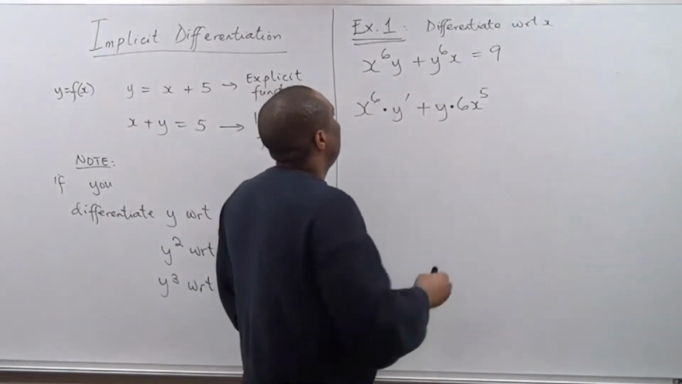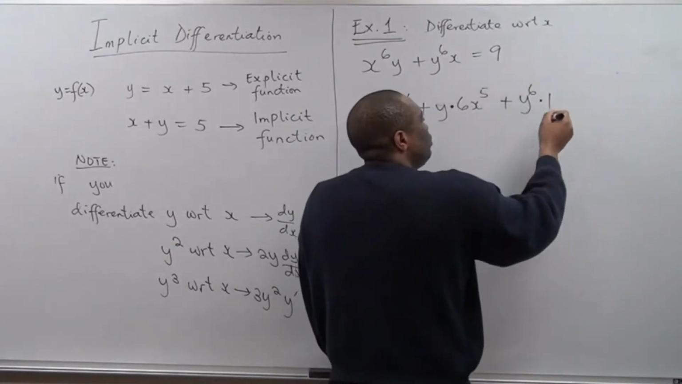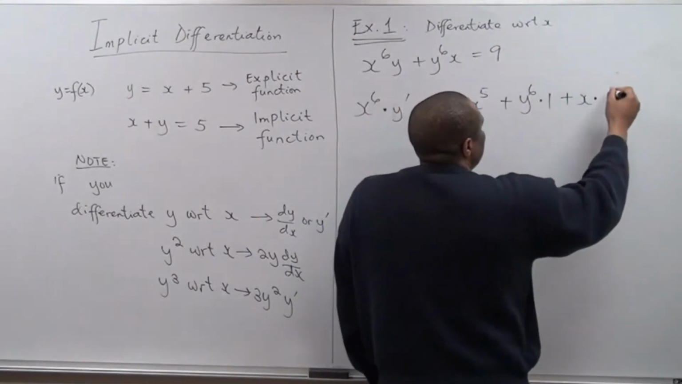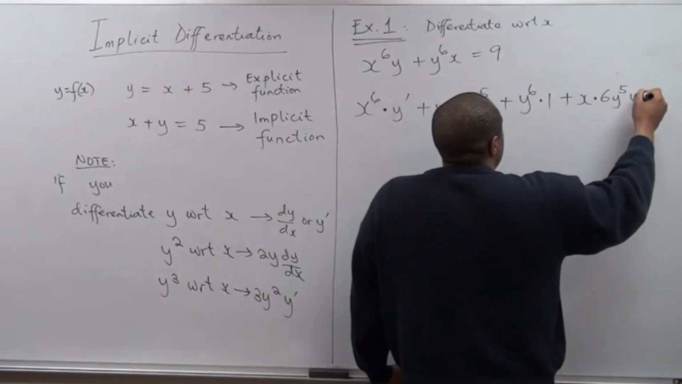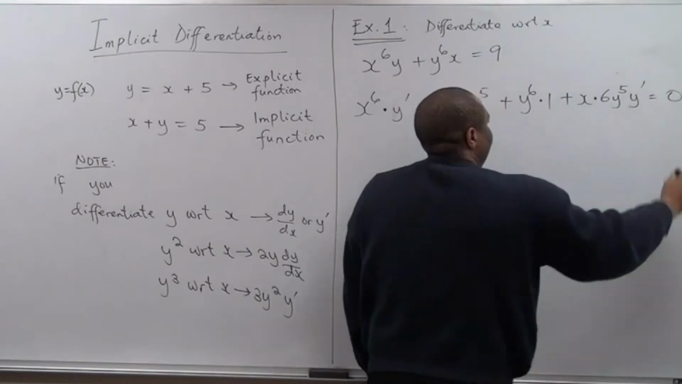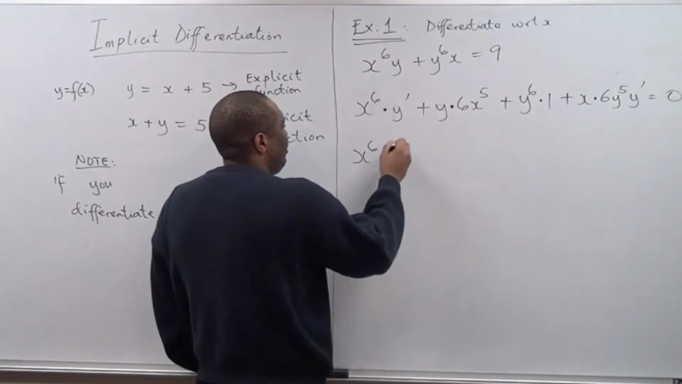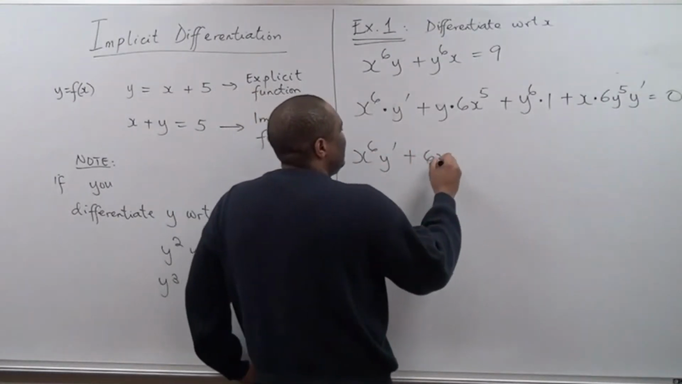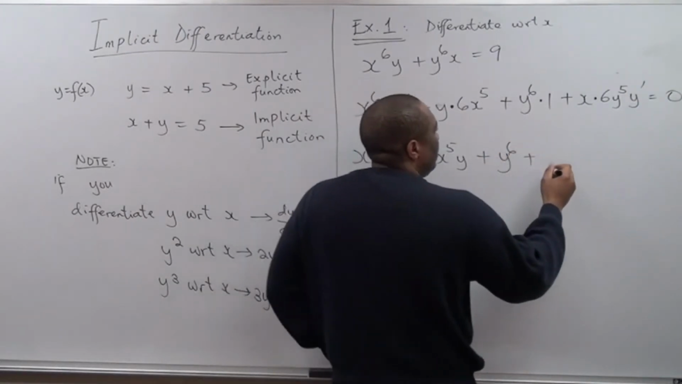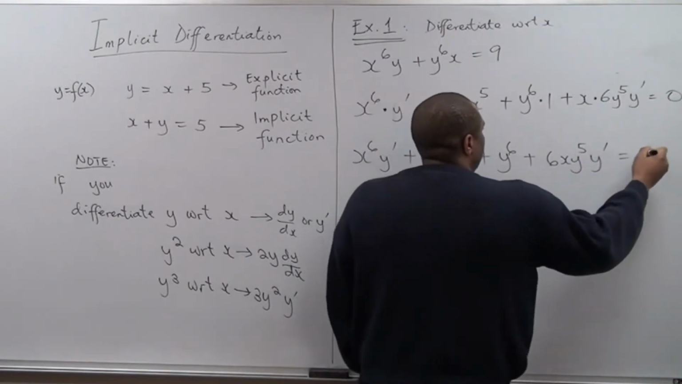Then plus, here you keep y^6 constant, differentiate x, it gives you 1, plus you keep x constant, differentiate y^6, it gives you 6y^5 y prime. And then this will be equal to, if you differentiate 9, it gives you 0. So this gives us x^6 y prime plus 6x^5 y plus y^6 plus 6x y^5 y prime equal to 0.